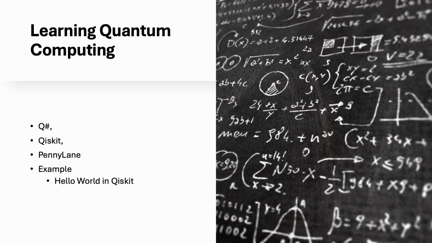Learning quantum computing: Q Sharp, Qiskit, PennyLane. An example is Hello World in Qiskit. I would suggest you conduct a little research on this on your own so you understand how Hello World is written, and you can use Google Colab, because that's the best bet I have found so far, which runs IBM's quantum libraries quite efficiently.